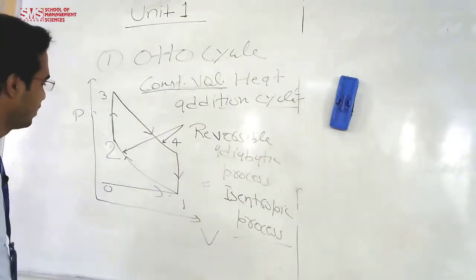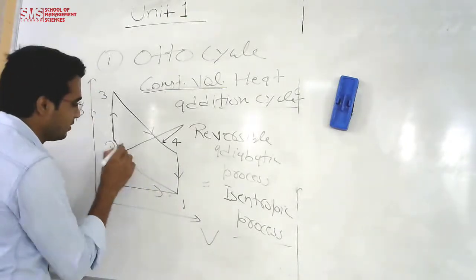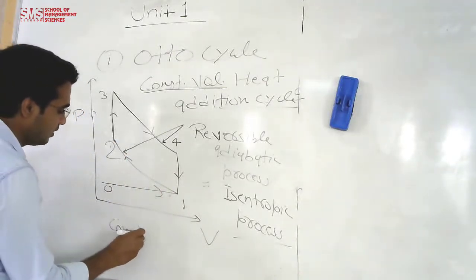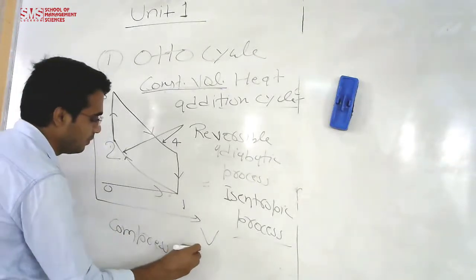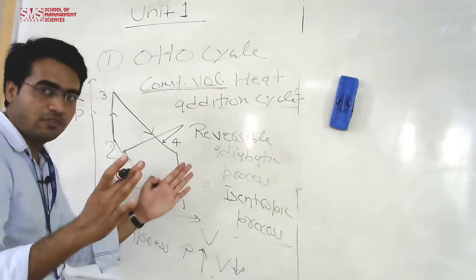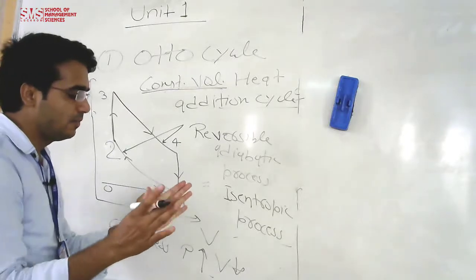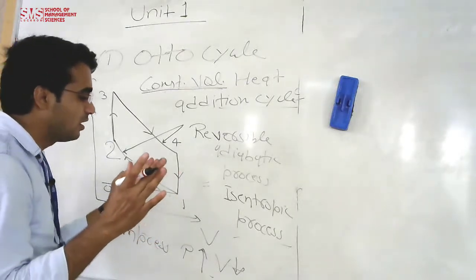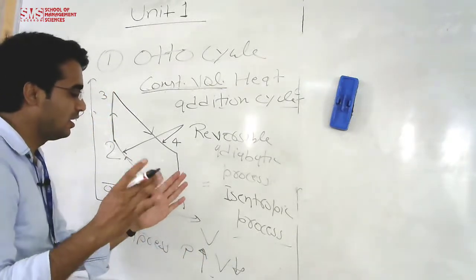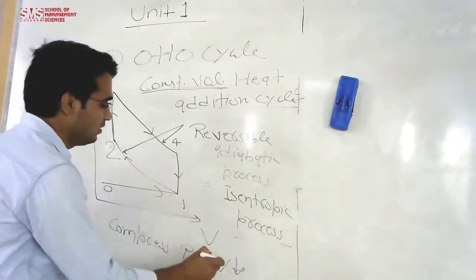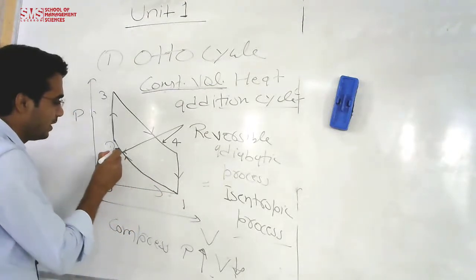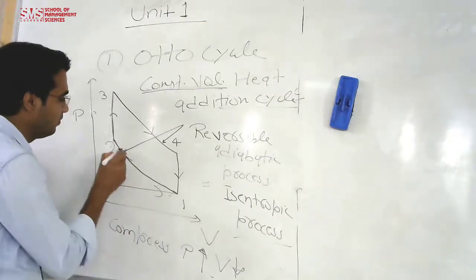This is very important. 1 to 2 is compression. During the compression, you are going to compress something, then pressure will increase and volume will decrease. Why? Because molecules are coming closer and closer, so pressure is going to increase, and you are compressing a large volume into a small volume, so volume is going to decrease. See, from 1 to 2 pressure is increasing and volume is decreasing.